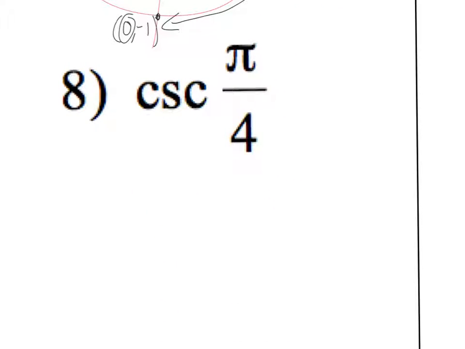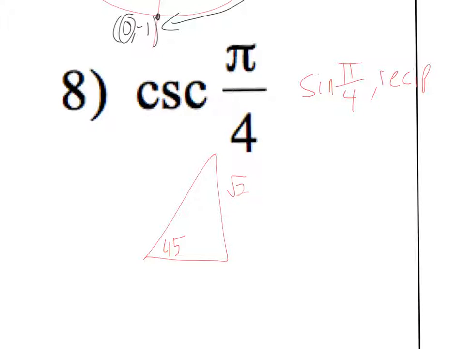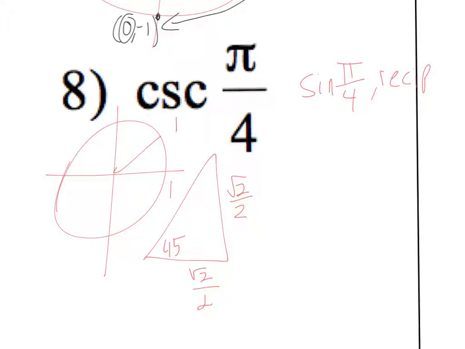Cosecant of pi over 4. First thing I'm going to do is find sine of pi over 4 and then take the reciprocal. Okay, sine of pi over 4, this is going to be a 45, 45. So I got root 2 over 2's everywhere. Hypotenuse of 1. This is a nice first quadrant angle, so it's going to be a positive value. Okay, sine of pi over 4 is going to be the square root of 2 over 2.